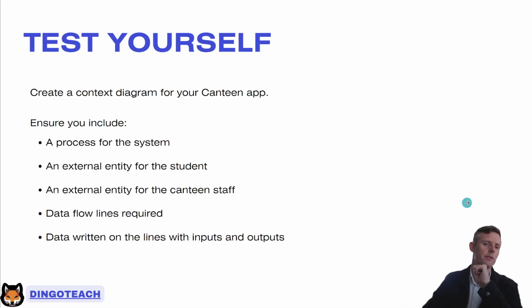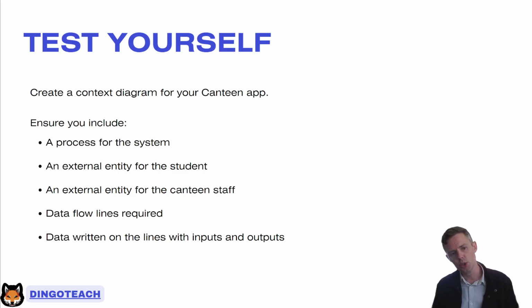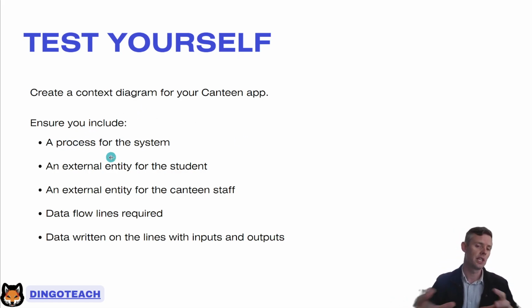Okay, so let's jump forward. Testing yourself. We're going to jump into our Canteen app. Okay, I want you to draw a context diagram. You should have one process for the entire Canteen app. So we're not thinking about the one screen now. I want you to think about the entirety of the app.